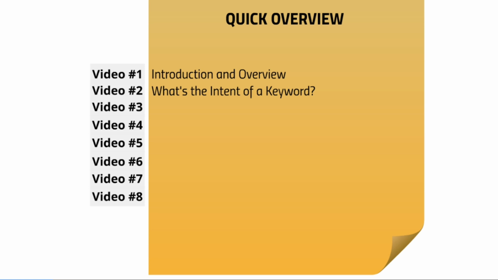And the reason being is because if you don't know why somebody typed in a keyword, where they are in the process of buying, whether they're researching, whether they're comparing, whether they really don't know what they're buying, or if they do know what they're buying, it's going to be a lot easier to convince them. So knowing the intent of a keyword is crucial.